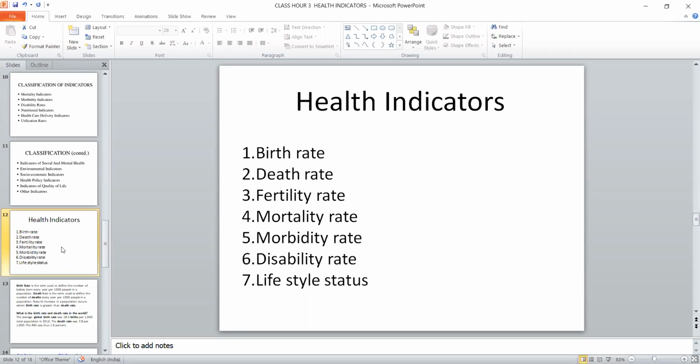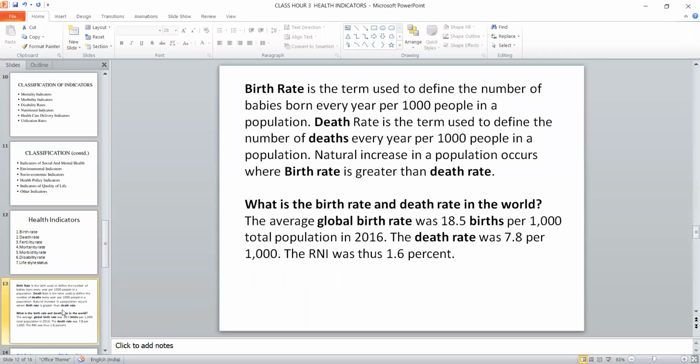The final one is lifestyle status. That means the socio-economic and political status related with health. So only these indicators have been included in our syllabus. So let me start with the birth rate. People think that birth rate means how many people are born. That is not the thing. Birth rate is the number of babies born in every year per 1,000.